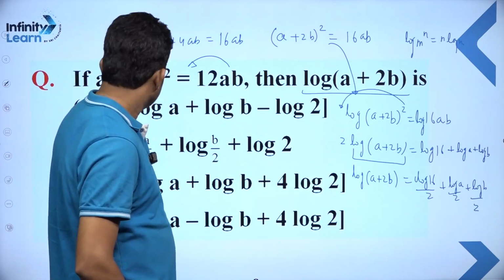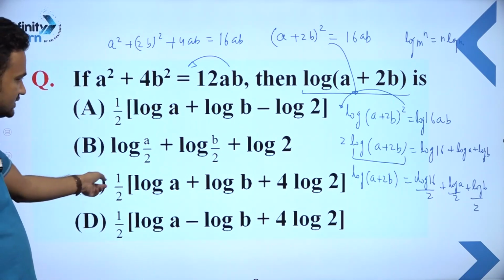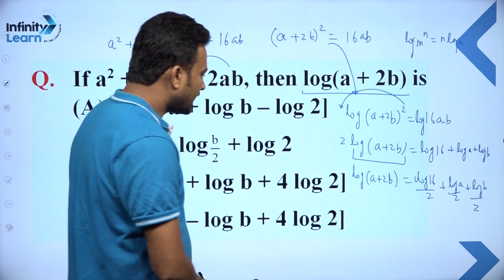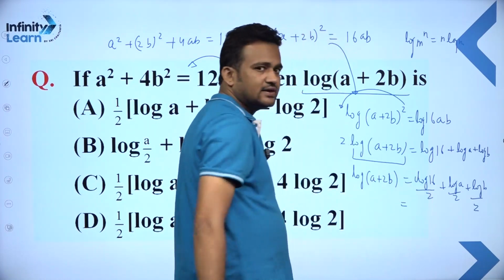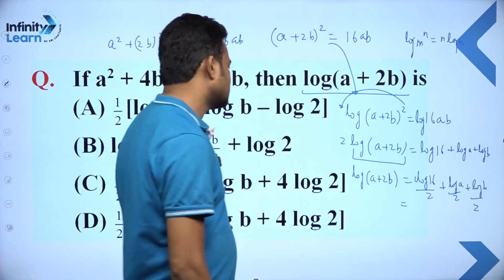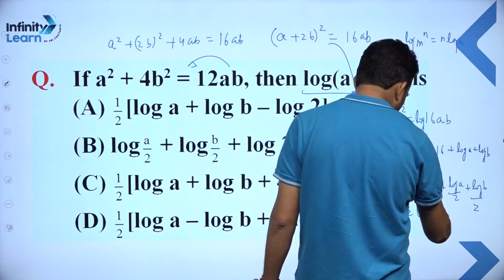Just choose the right option. Log a by 2. Just see the C option, guys. So how can we write this 16? So this 16 is 2 power 4. This 16 is 2 power 4. Let us take 1 by 2 common out. And this 16 is 2 power 4.